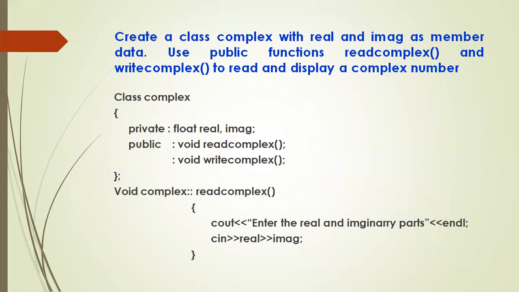Next, class complex. Then under the private access specifier, you declare the member data, float real, image. Then you can observe that under the public access specifier, you write only the prototype of the function. The first function is read complex, where the return type is void and no argument. So the function belongs to the category of function without argument and without return value. And the second member function is void write complex, which means the function name is write complex. That function also belongs to the category of function without argument and without return value.